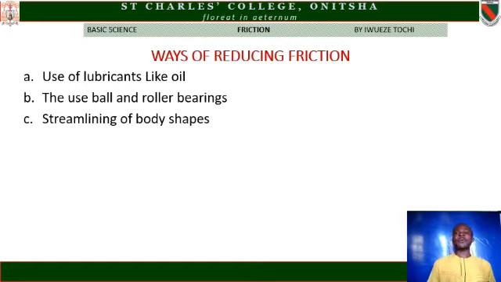You experience this streamlining of body shape, for instance, in an aeroplane that moves in space. You see that the face of an aeroplane is normally pointed. The essence of making the face of the aeroplane pointed is so that the air, while it is in motion, will not oppose it much, will not affect it much. So that is the reason why you see the face of an aeroplane pointed. Even a bullet is normally pointed so that it can penetrate into space.